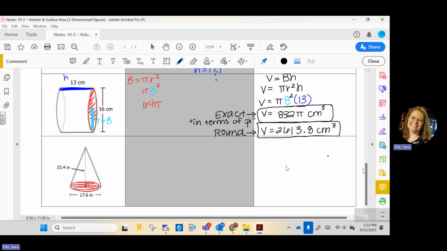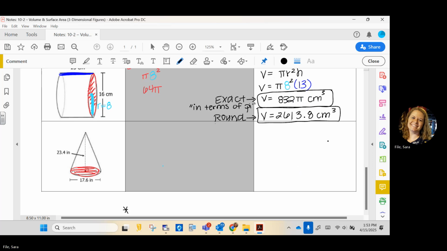So I'm going to make a note down here. For pi, I want you to type in 3.14159. That way your answers are as accurate as possible, and you're not really getting a rounded answer till the end. Okay?